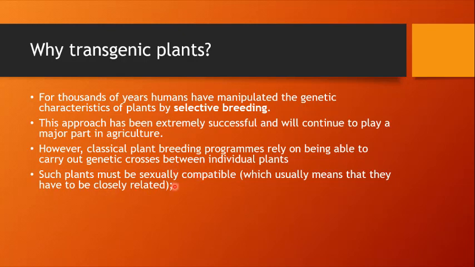So as to make the modified plant, those two plants which we are going to breed must be sexually compatible. If they are not sexually compatible, we will not be able to make a cross, and then we are not able to get the desirable character. So which usually means that they have to be closely related.